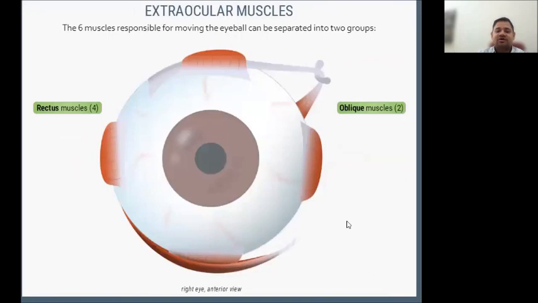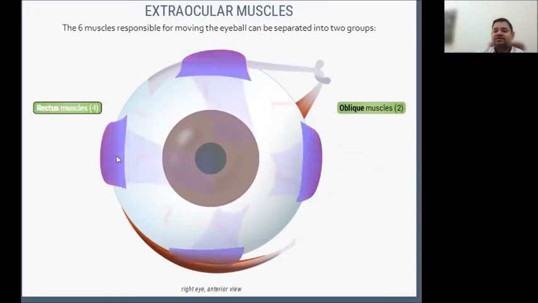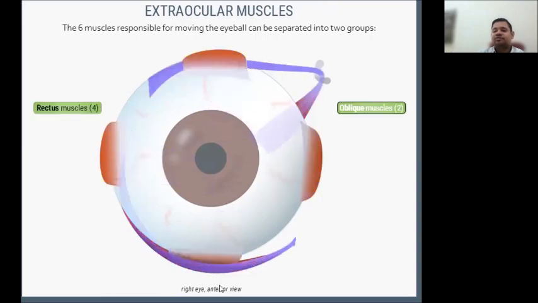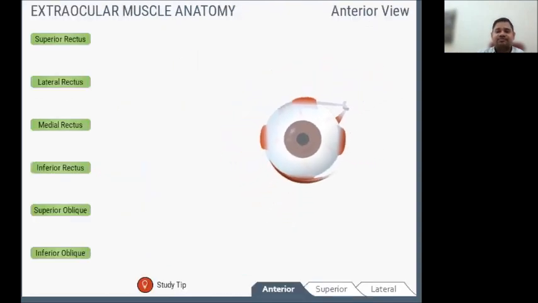Next come the extraocular muscles. Basically they are 7, but as only 6 are directly attached to the eyeball, they are sometimes called 6 also. There are two groups: rectus muscles, superior rectus, inferior rectus, then medial and lateral, and then oblique muscles, superior oblique and inferior oblique. The total 6 muscles are specifically called the extraocular muscles. Basically they are 7, as levator palpebrae superioris is also included in the same group.